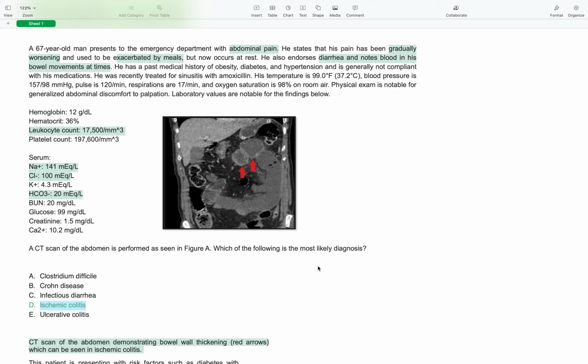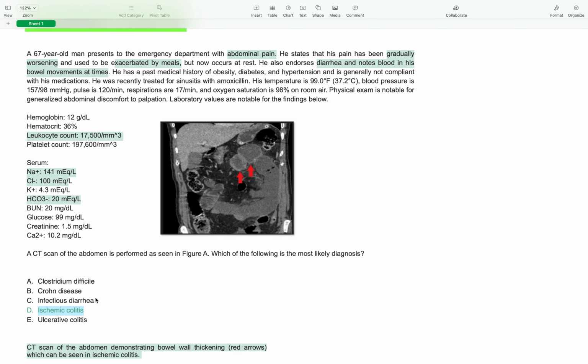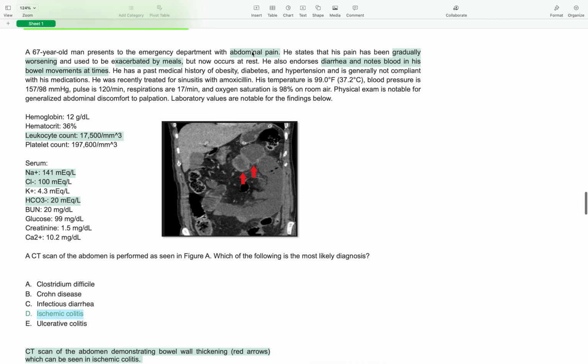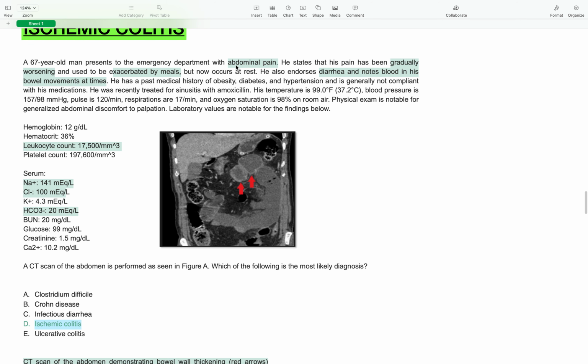Which of the following is the most likely diagnosis? So the answer here is ischemic colitis. The following are the clues for ischemic colitis: abdominal pain, gradual worsening, exacerbated by the meals, and diarrhea, and noted blood in his bowel at times. Not always, but at times.